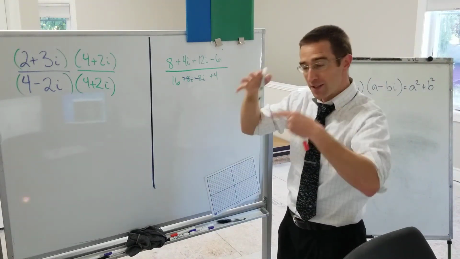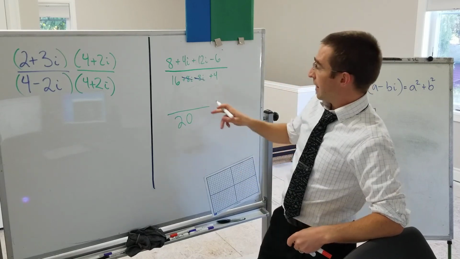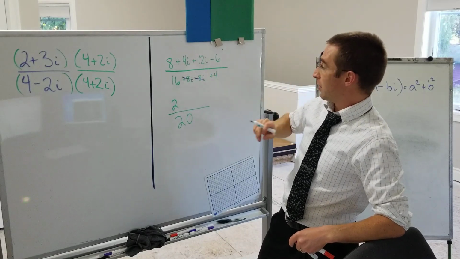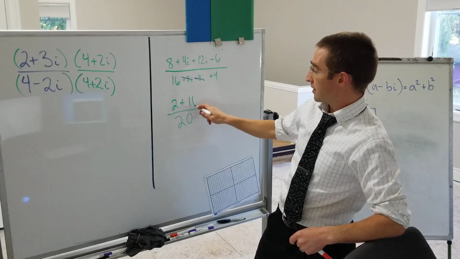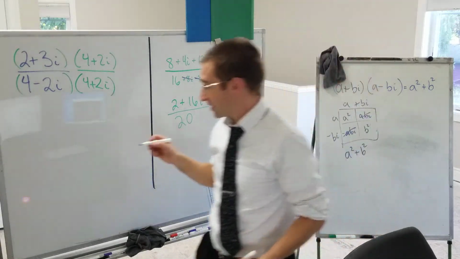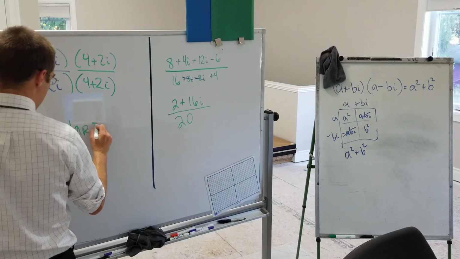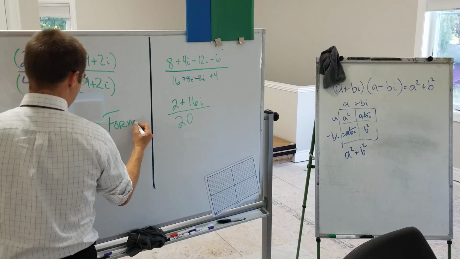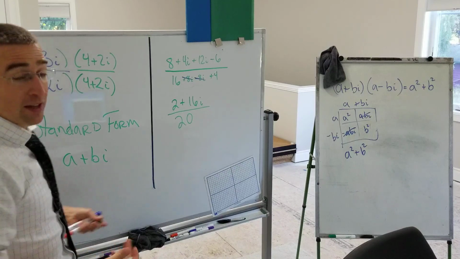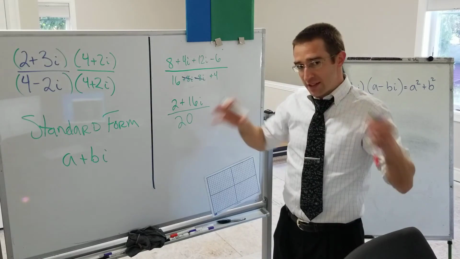All right, let's go ahead and combine some like terms here. We have 20 in the denominator. And then I have 8 minus 6 is 2. And I have 4 plus 12 is 16i. And I want to simplify this. I want this in standard form. Standard form is a plus bi, where a and b are real numbers. Each of them could be negative. It could be like negative 2 minus 5i. That would be fine. But separate.